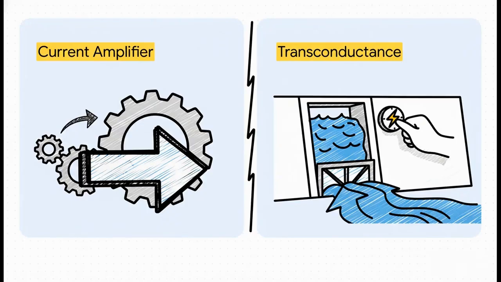And this leads us to the heart of the debate. Is the transistor a current amplifier, where the base current causes the collector current, or is it what's called a transconductance device, which is just a fancy way of saying its output current is controlled by an input voltage, where the voltage between the base and emitter, VBE, is the real puppet master?